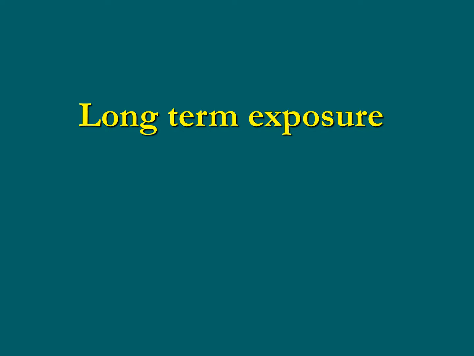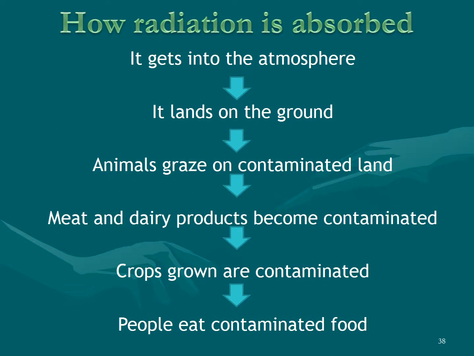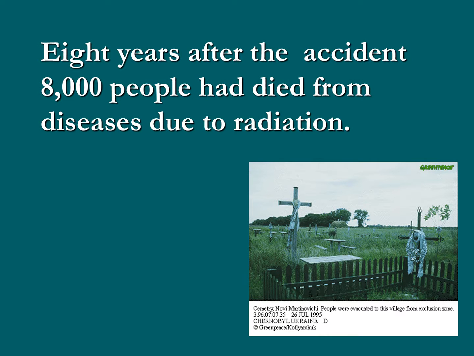Long-term exposure. How radiation is absorbed: it gets into the atmosphere, it lands on the ground, animals graze on contaminated land, so the animals eat the grass that's been contaminated. Meat and dairy products become contaminated, crops grown are contaminated, and people eat the contaminated food. So these are some of the ways that radiation is absorbed into the people. 8 years after the accident, 8,000 people had died from the diseases due to radiation.